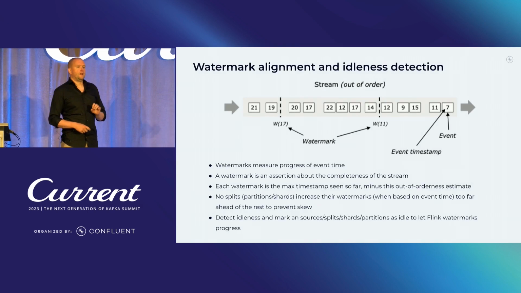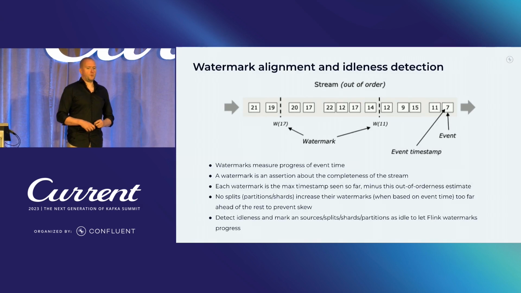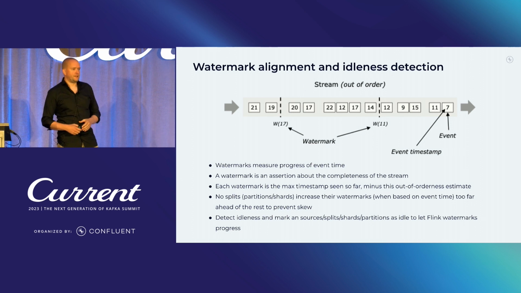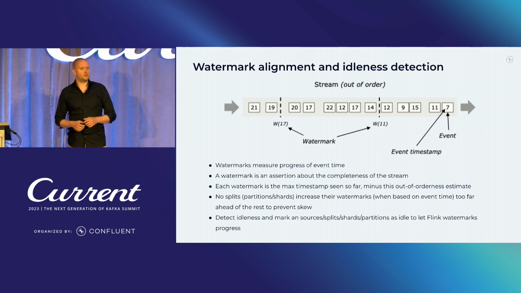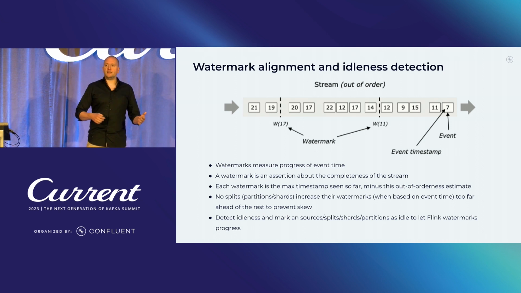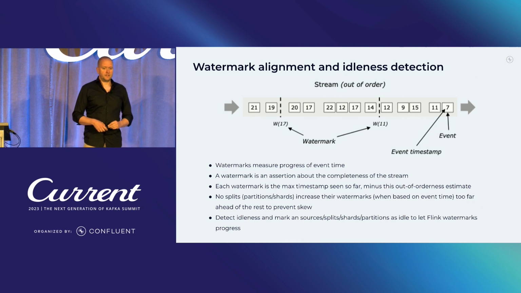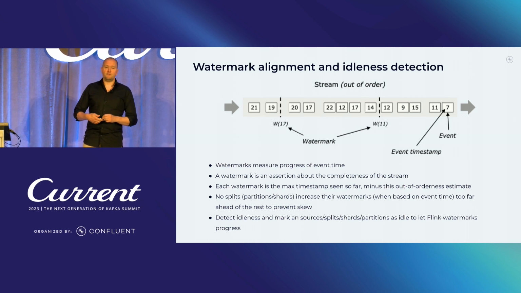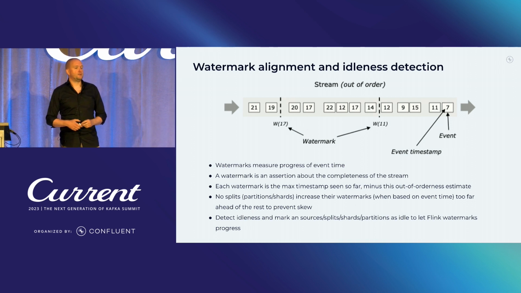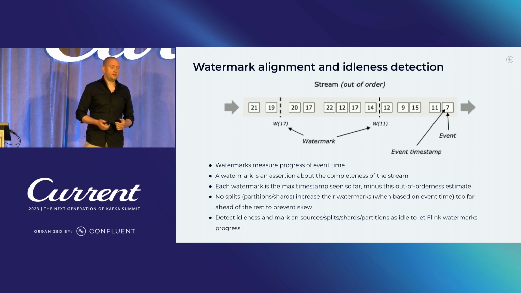All right. Another thing that I want to mention is watermark alignment and idleness detection. In order to properly explain this, I need to do a little bit of a side tour to explain what watermarks are. Flink on its own does not have a concept of time at all. It uses watermarks to measure the progress of event time. Event time means there's something in the payload of the data that indicates when the event actually happened. And a watermark is an assertion about the completeness of the stream.